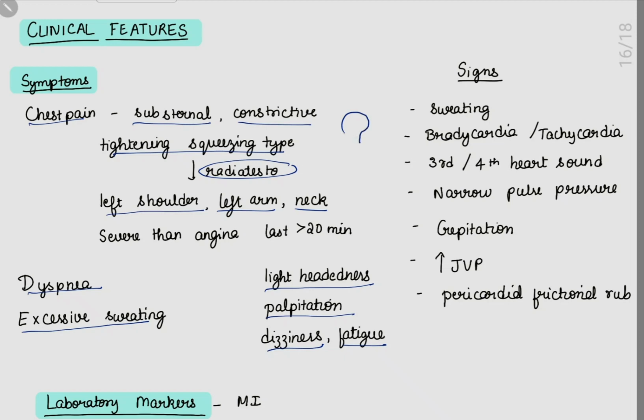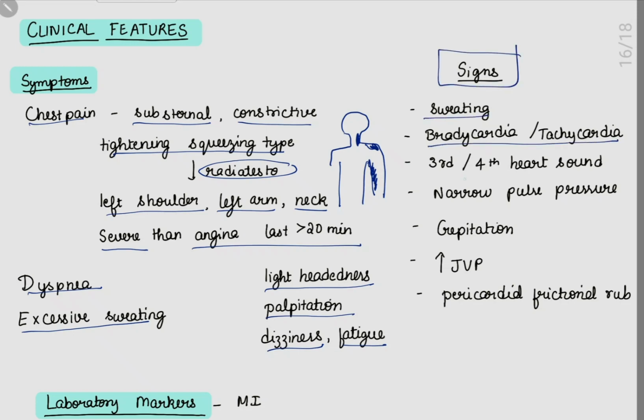So if this is the body, left shoulder, neck, and left arm, this is the nature of radiation. It is severe if the angina lasts more than 20 minutes. The signs include sweating, bradycardia, tachycardia, third and fourth heart sound, narrow pulse pressure, crepitations, increased JVP, pericardial friction rub.